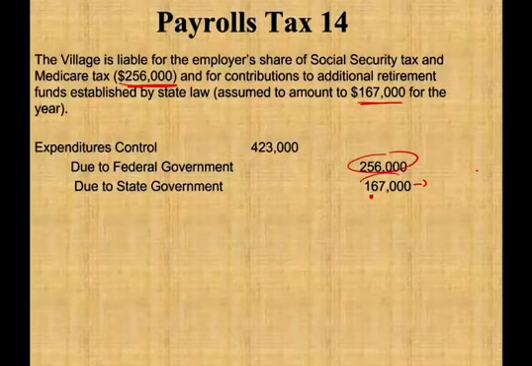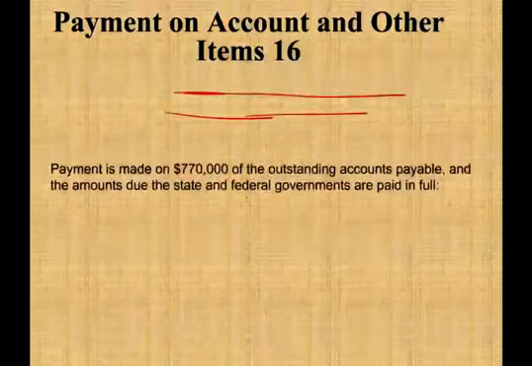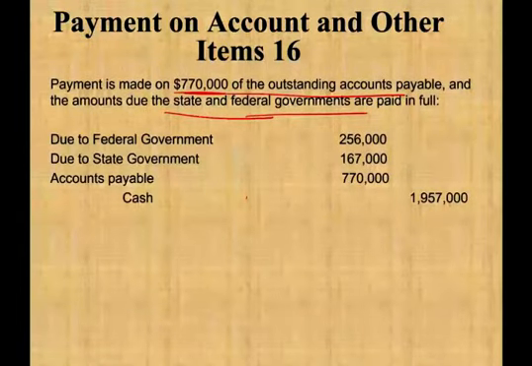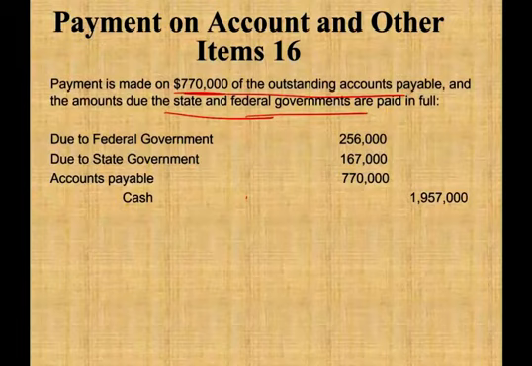The federal is 256, the state is 167. So now you're going to make the payment. You're going to pay the government, you're going to debit those liabilities, debit accounts payable, and credit cash. Basically paying liabilities. Again, this should be straightforward if you're in a governmental accounting course. This is basically paying your liabilities.